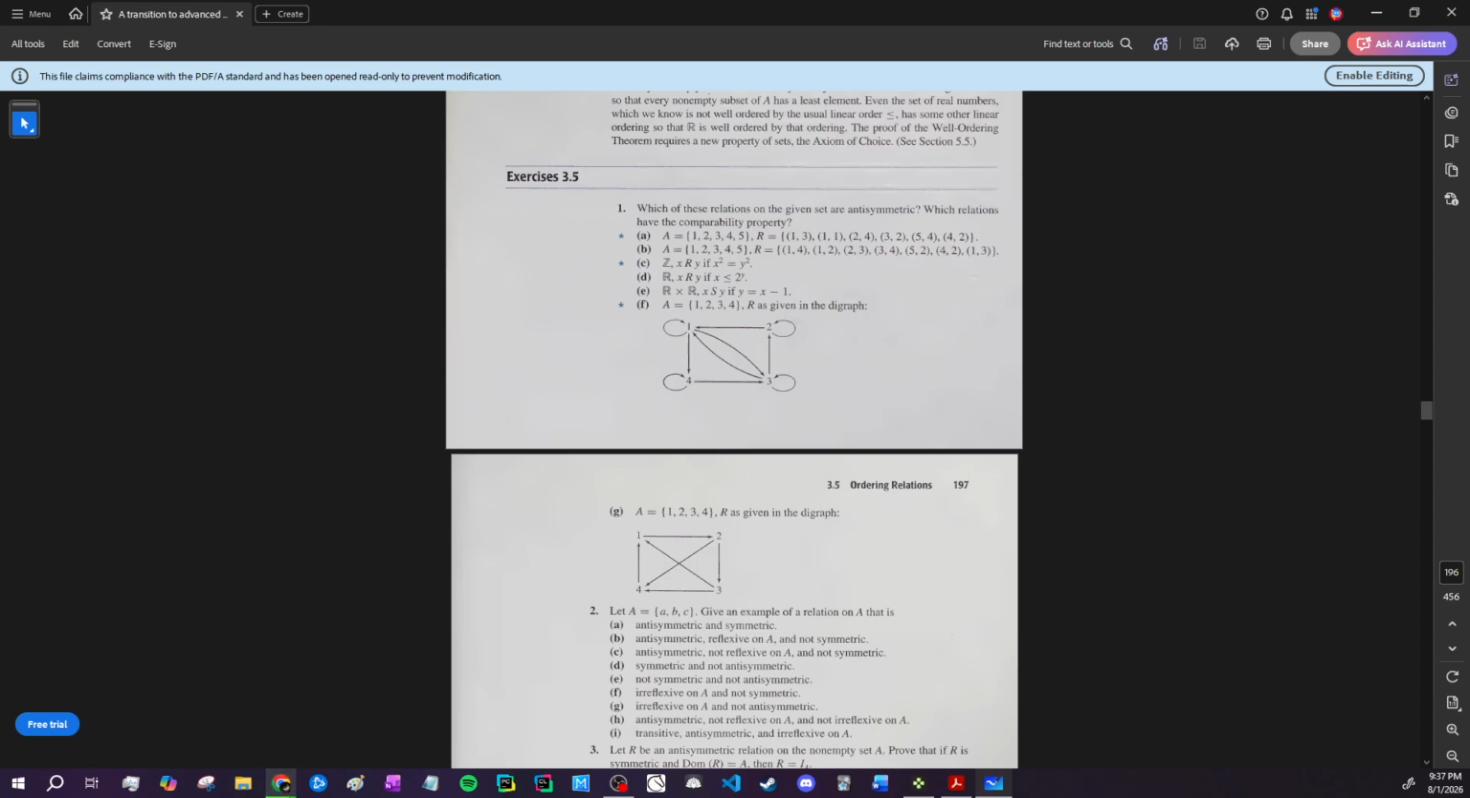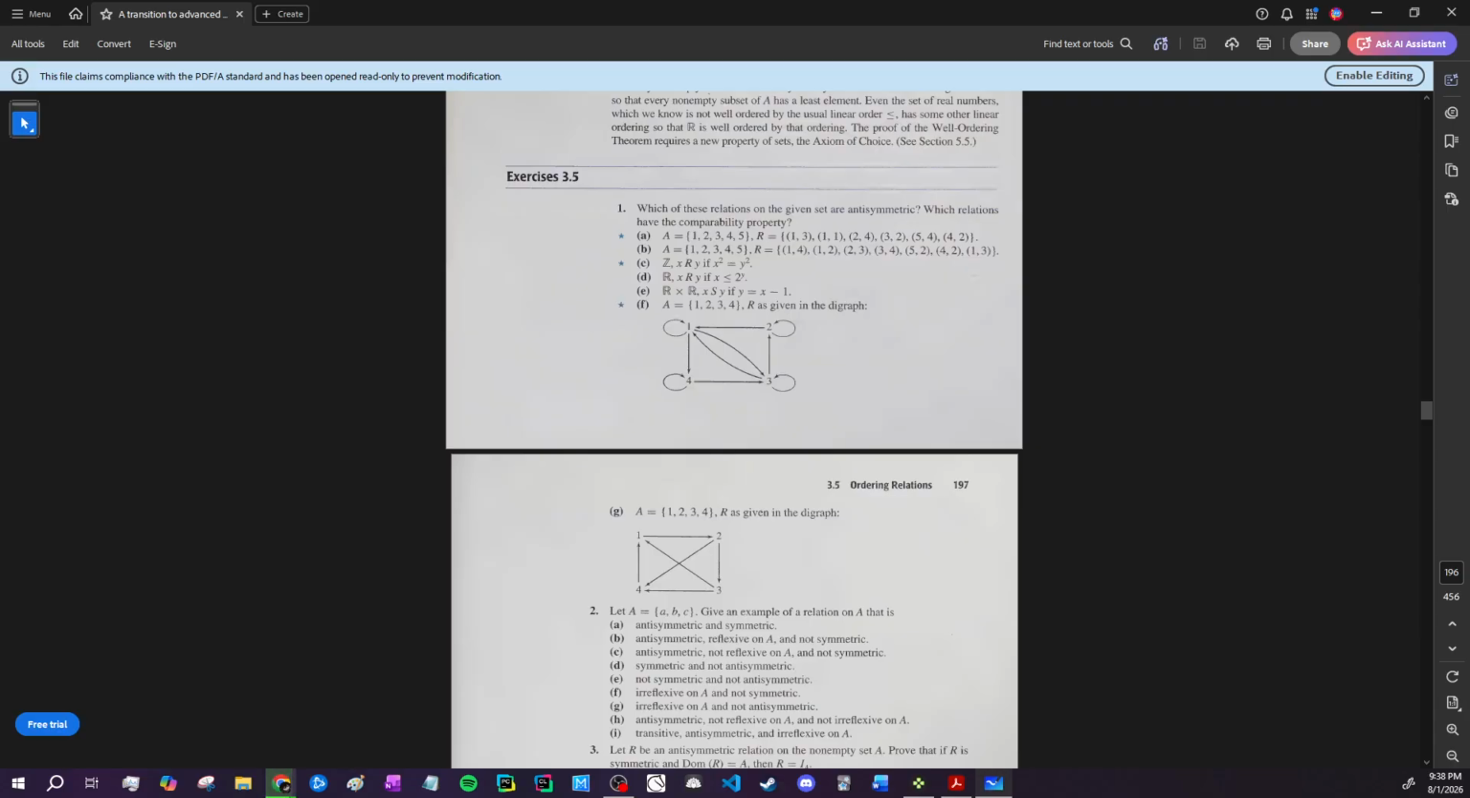So 2 and 3. You look at the rest, and there's no 3, 2. 3, 4. There's no 4, 3. 5, 2. There's no 2, 5. And 4, 2. There's no 2, 4. And then 1, 3. There's no 3, 1. So per se, I believe this is anti-symmetric.